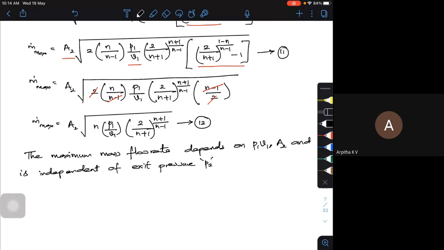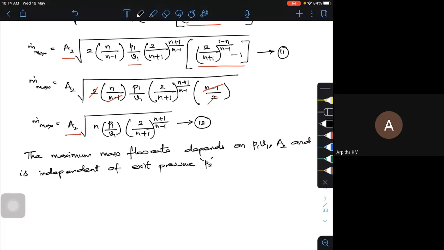Say for example, I do have a CD nozzle. In that case, what will happen? This A2 will become the throat area and P2 will become your throat pressure. So that's what you can write. Now, if I look at this particular expression, let's see what will happen to your V max.